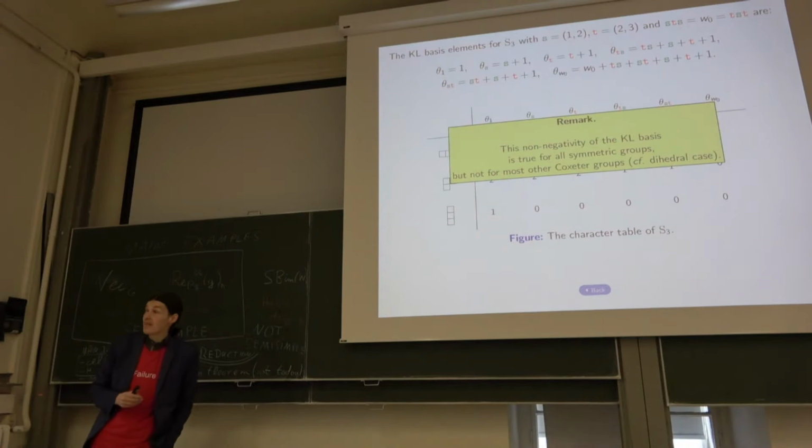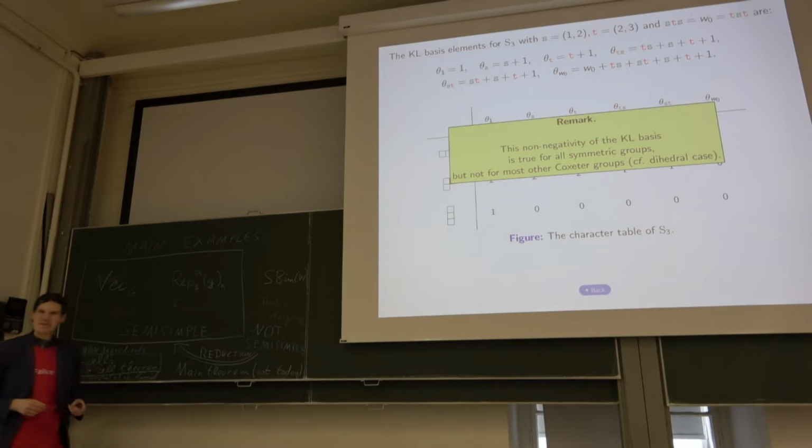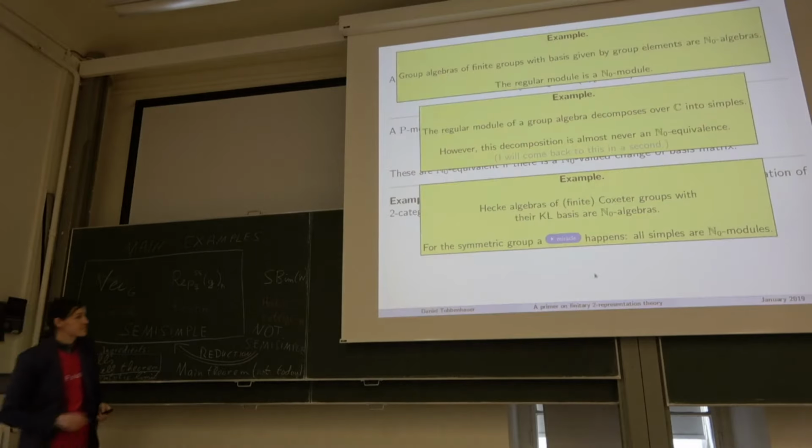For the dihedral group, as I already showed you, it's wrong. So this is horribly wrong in general. It's a nice feature of the symmetric group. And in some sense, the reason why type A sometimes is so much easier than other types. So type A, by the way, again, was the symmetric group.